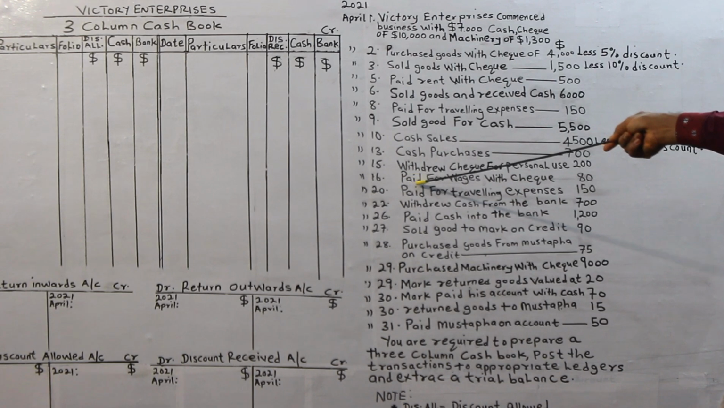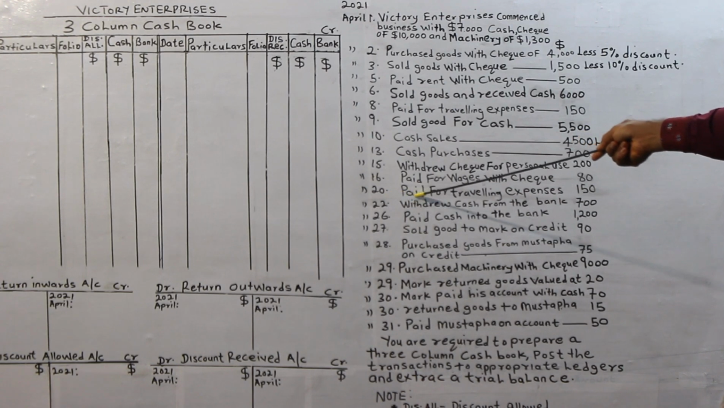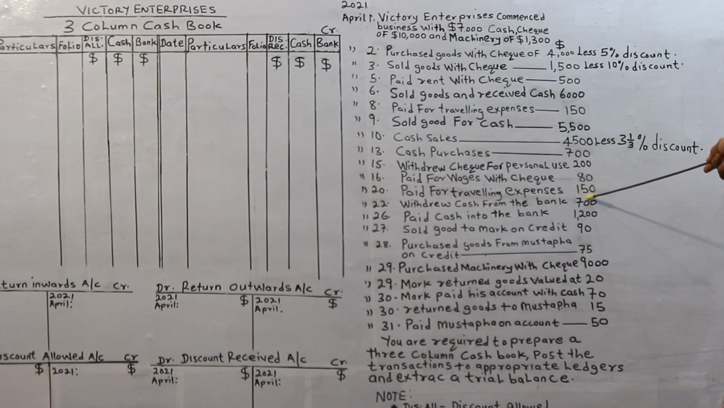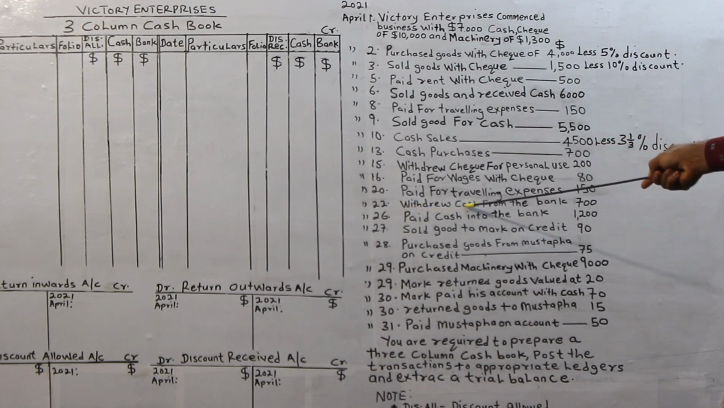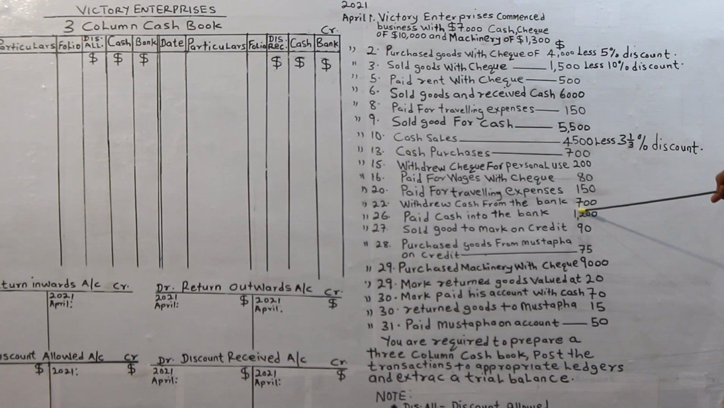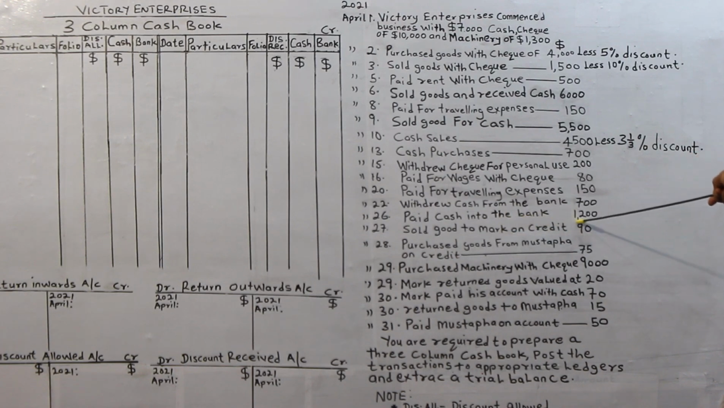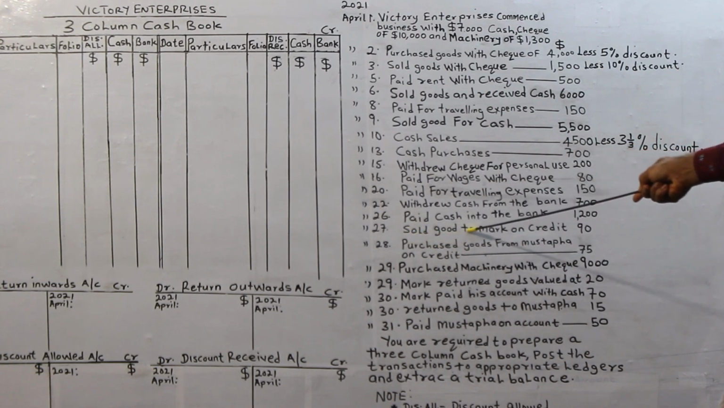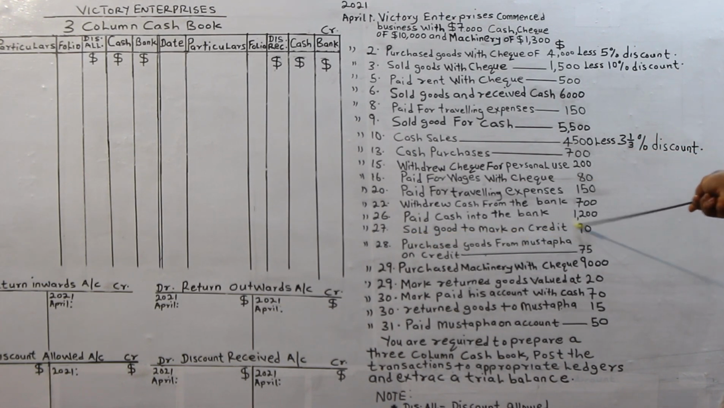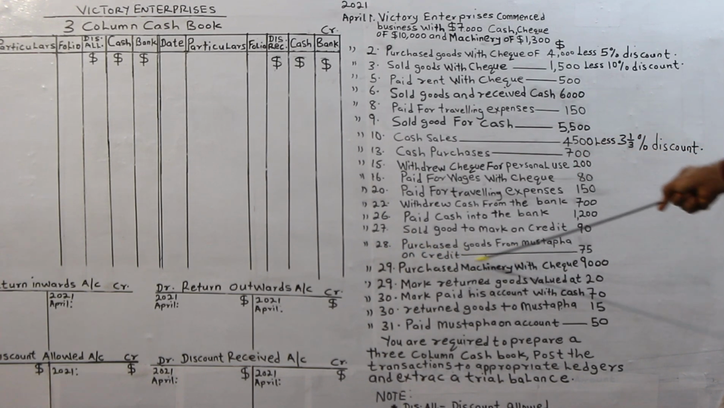April 16th, paid for wages with check $80. April 20th, paid for traveling expenses $150. April 22nd, withdrew cash from the bank $700. April 26th, paid cash into the bank $1,200. April 27th, sold goods to Mark on credit $90. April 28th, purchased goods from Mustafa on credit $75.